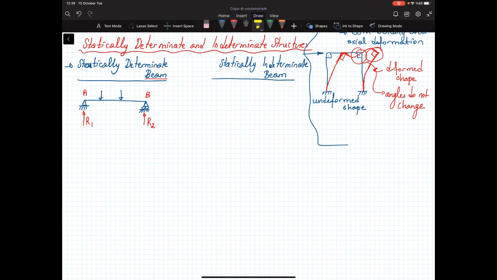Now, there's a reason for saying statically, because it means that we are looking at the forces, okay? Can we determine all the forces by using the equilibrium equations or not? That's the question that we are asking. So, how many unknowns do we have? We have two unknowns, which are R1 and R2, two vertical support reactions. These are the reactions related to the bending deformation. And I can write two equilibrium equations.